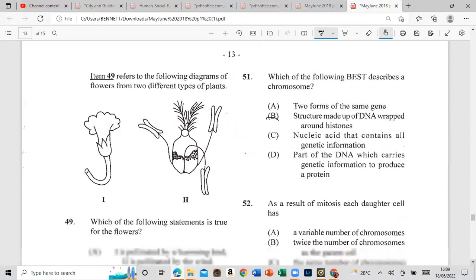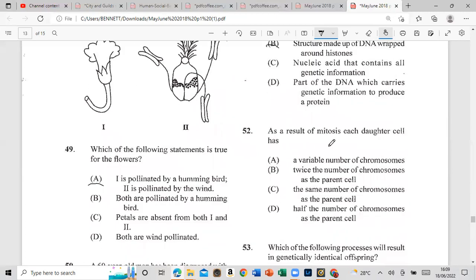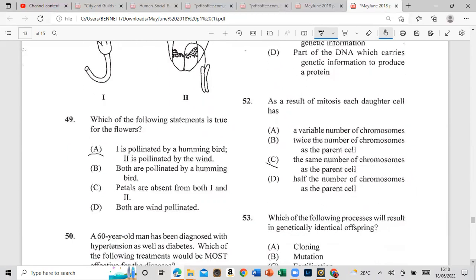So 52 now, as a result of mitosis, each daughter cell has A, varying number of chromosomes, B, twice number of chromosomes in the parent cell, C, same number of chromosomes in the parent cell, or D, half the number of chromosomes as the parent cell. The same number of chromosomes as the parents.